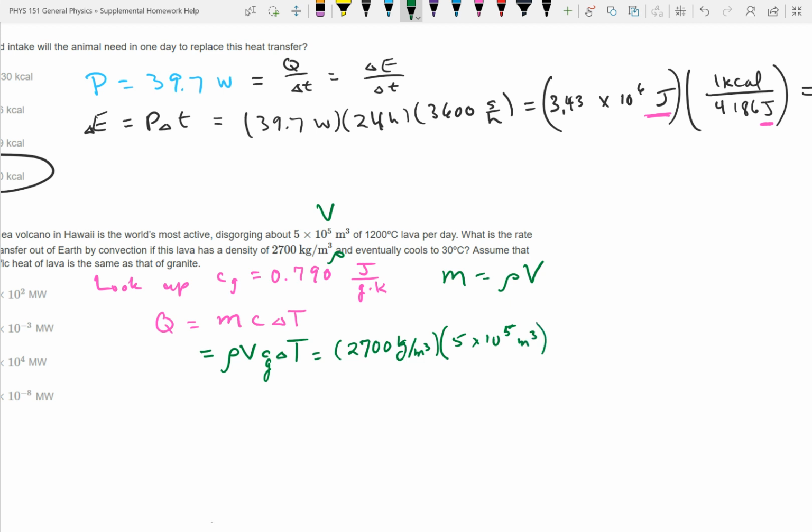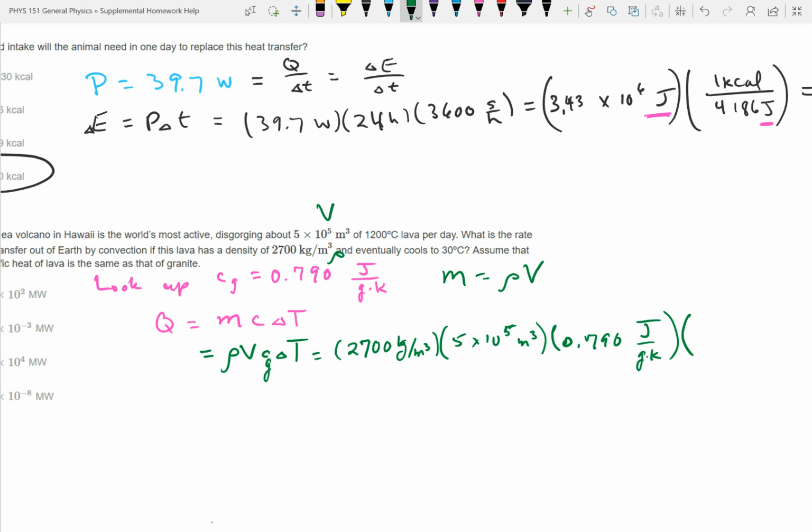So there's our mass, 2,700 kilograms per meter cubed times 5 times 10 to the 5th meters cubed. And then specific heat. And finally, the change in temperature. So we know, once again, heat is going to be leaving the lava. We know the direction. And so I'm just going to put the bigger number minus the smaller number to get the magnitude.